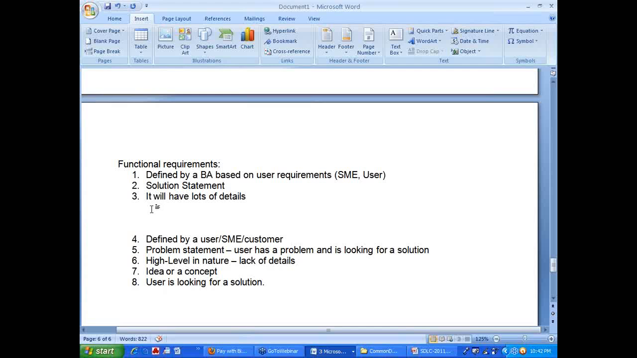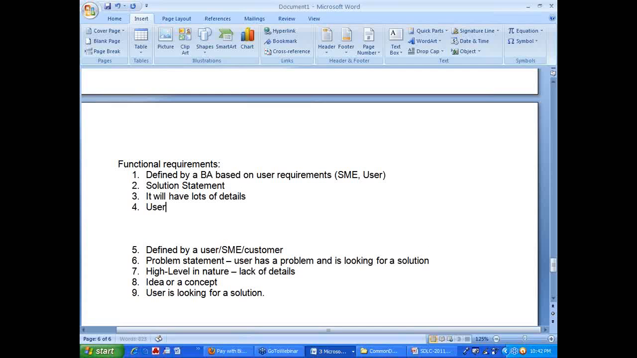Look at the word function, forget about IT. Something is functioning, a car is functioning or not, it is running. Those are all functions. So functional means something that is happening. What is going to happen, and the happening part, is defined here. So user requirements lead to functions. These are all kind of redundant points.